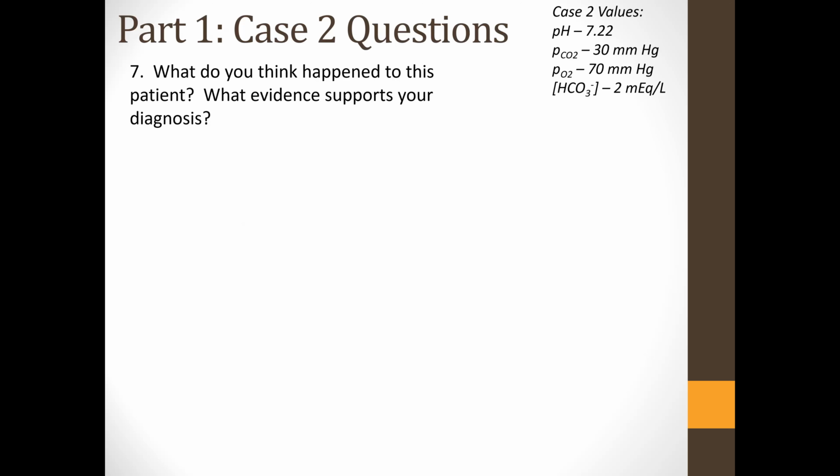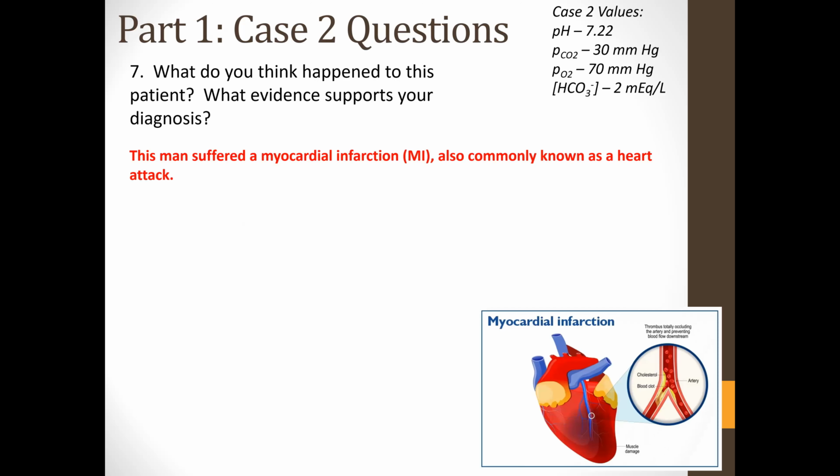So number 7, what do you think happened to this patient, and what evidence supports your diagnosis? This man suffered a myocardial infarction, also commonly known as a heart attack. Just to refresh your memory, this occurs when you have a clot in one of the coronary arteries, which cuts off blood supply to the heart muscle itself. Then without that blood supply, the muscle actually starts to die. And once cardiac muscle cells are dead, they're dead forever.